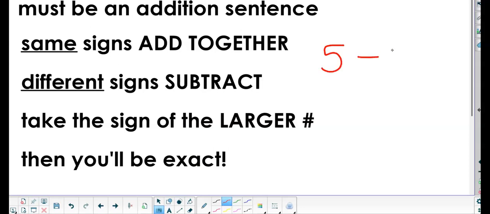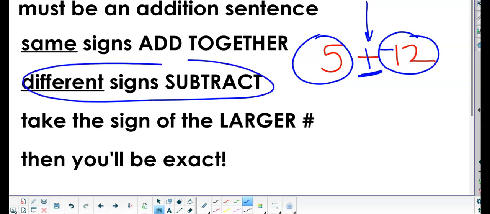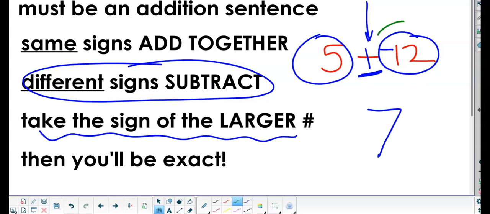So we had 5 minus 12. In order to create an addition problem, we must change this operation to add the opposite number. So that minus sign is going to turn into an addition sign, and that 12 is going to turn into a minus 12. So now I can look at my two values because this means to combine. So 5 is positive, 12 is negative. They have different signs, so we subtract. We put the larger number in our head first, 12. We take away 5, 7, and then we take the sign of the larger number, which is negative 12.